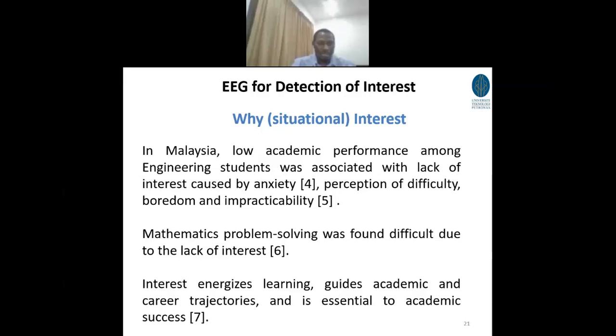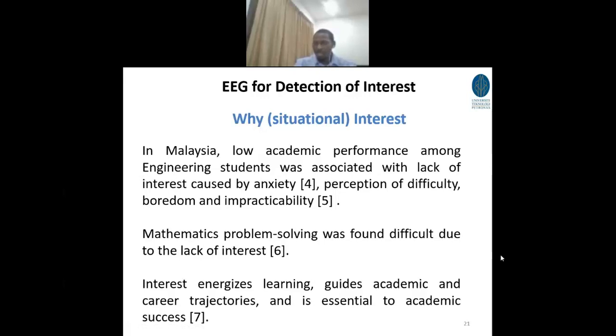And another example is mathematics problem solving was found difficult due to the lack of interest. So they find it challenging because we are not able to bring the interest to them. So naturally, let's say they are not interested, but on top of that, we want, at least in a short time, to bring the interest to them. If I'm not able to do that, then they might just lose out, in terms of not being able to learn properly.